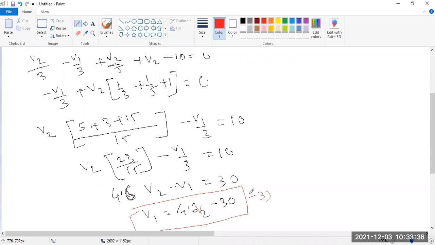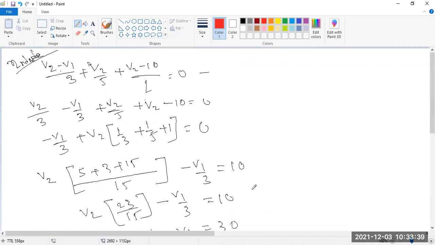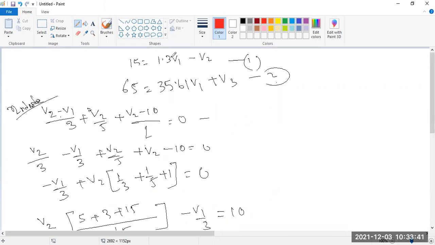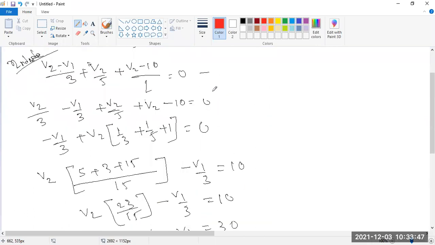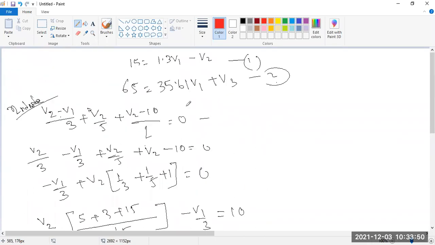So how many equations did we get? Here is V1, V2, and another is this equation. Just write down over here: V1 equal to 4.6 V2 minus 30. You can see both equations have V1 and V2 present. If I go for the summation, then only one may be reduced, so we can get only the exact value of V1 or V2.